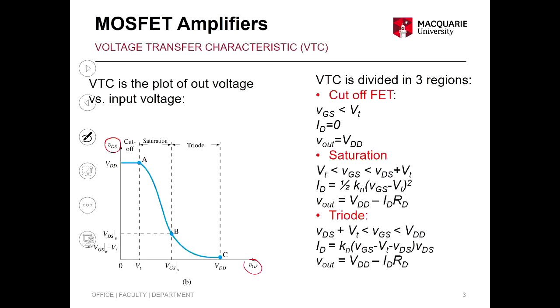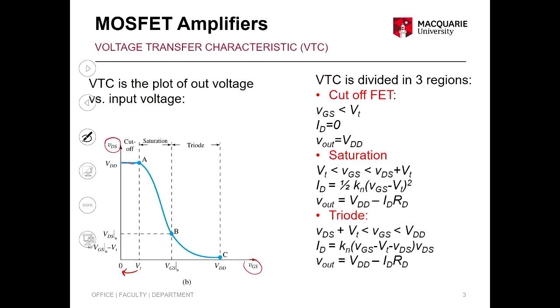Now, there are three regions. First region: when the gate source voltage is less than threshold, you won't have any currents. So you will always have VDD, the supply voltage, at the drain terminal as your voltage drop across the drain and source terminals. When you don't have any currents, it's called the cutoff region, because it's below threshold.